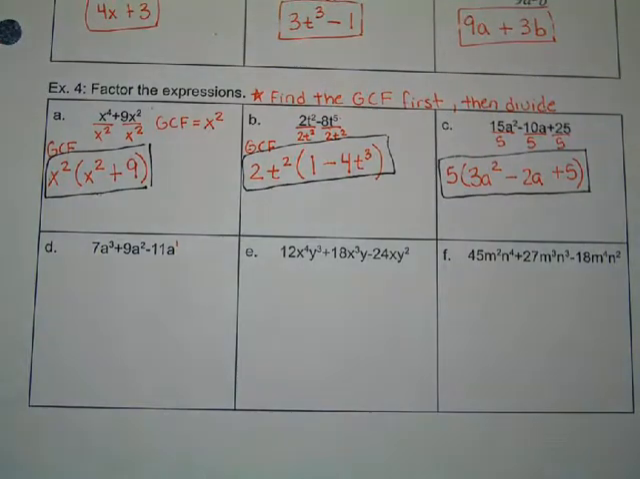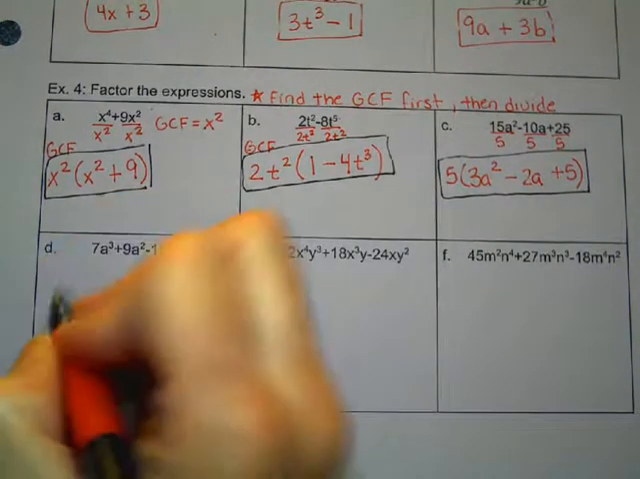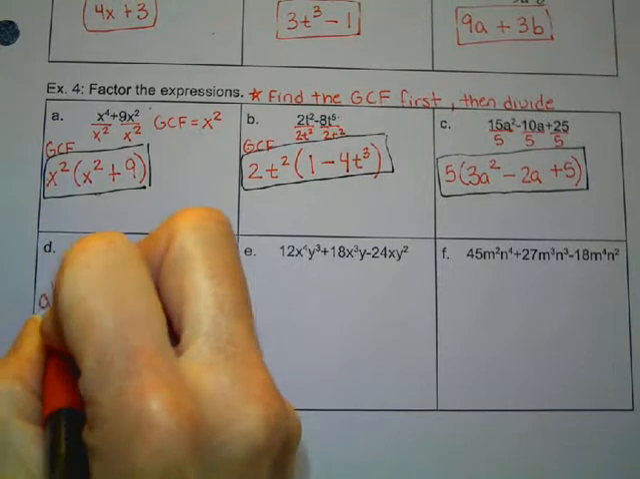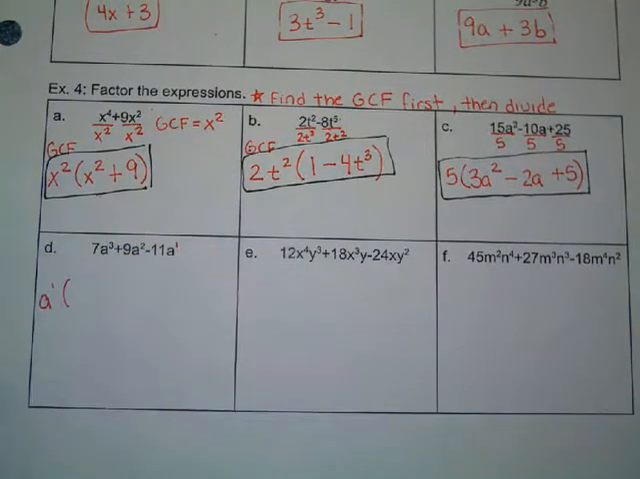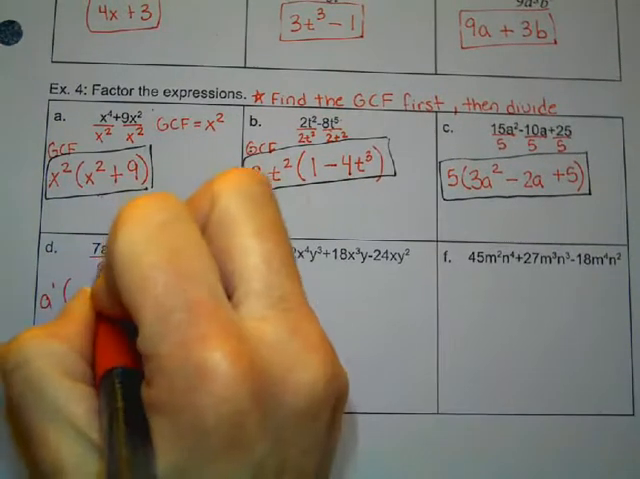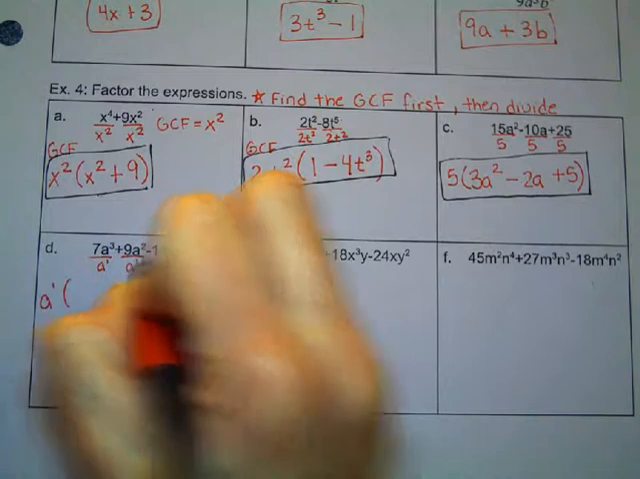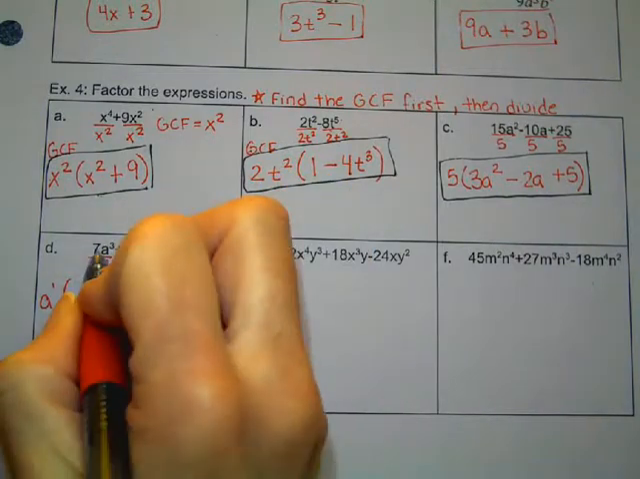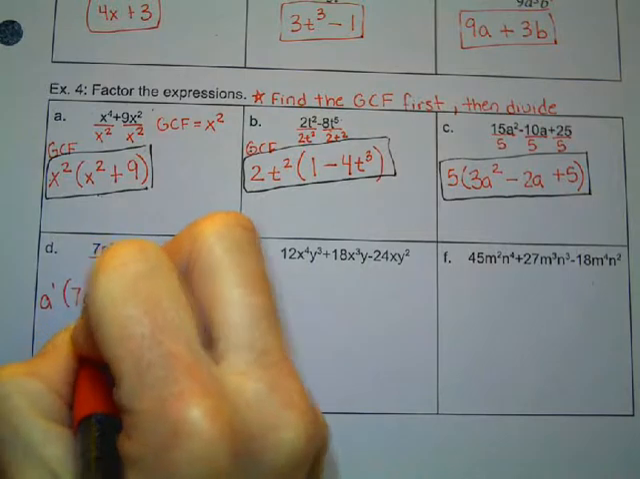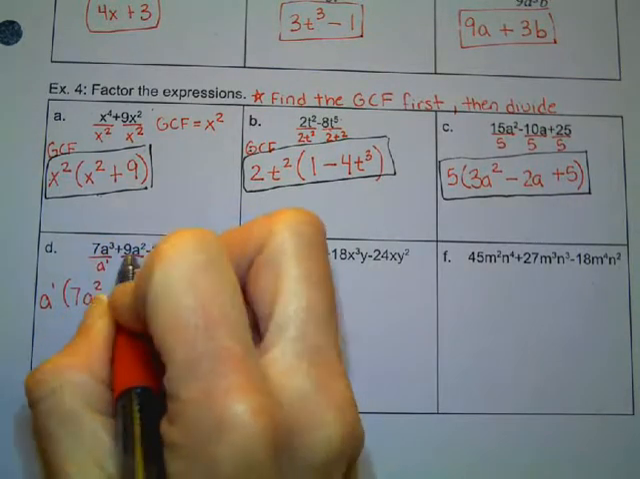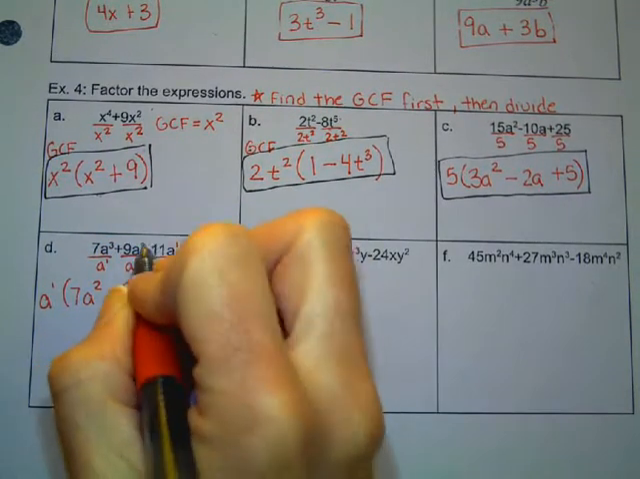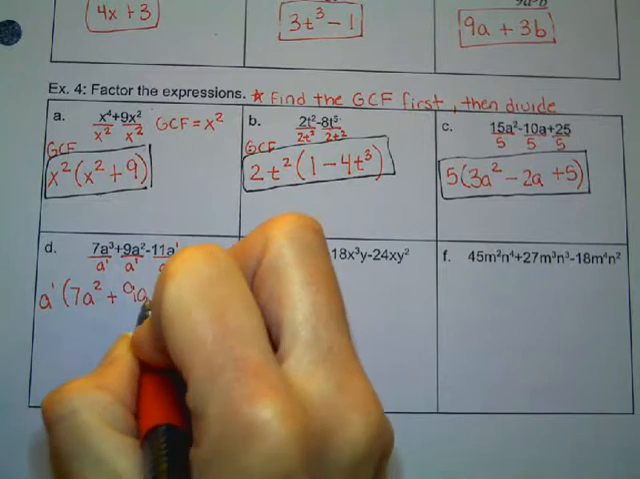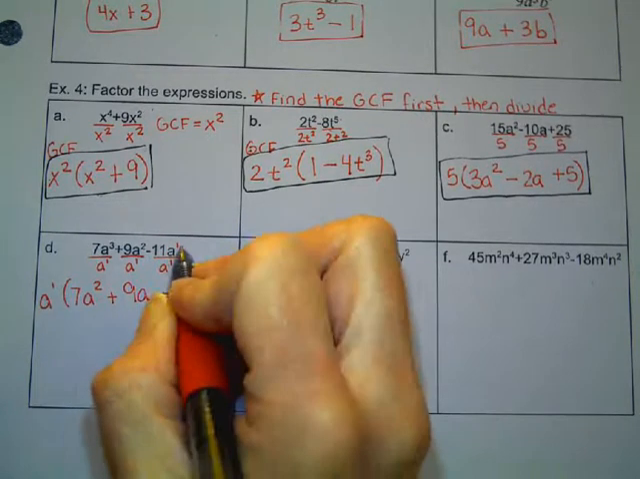So I'll put a to the first on the outside, which means if you take away an a from each of these, what would we have left? So we'd have a 7, and we would have 2 a's left. We'd have a 9, and 2 minus 1 means I have 1 a left. And on the exponents, 1 minus 1 means there's no a's left with the 11.